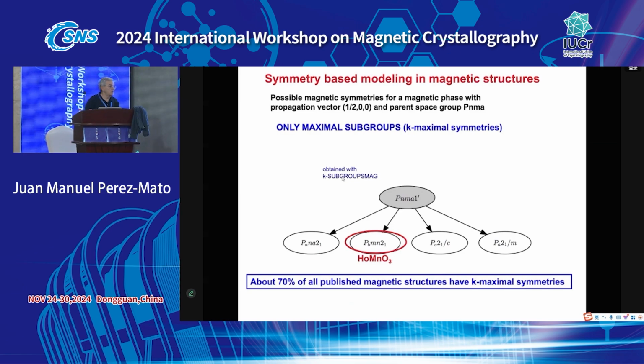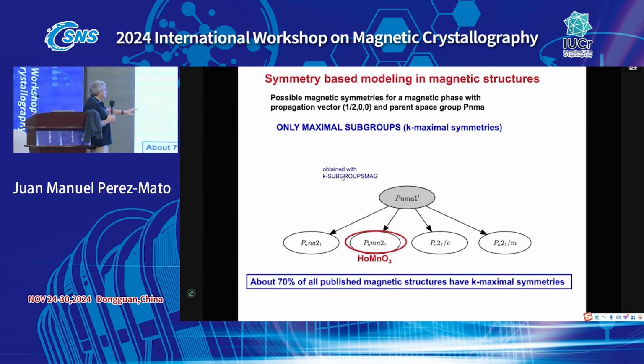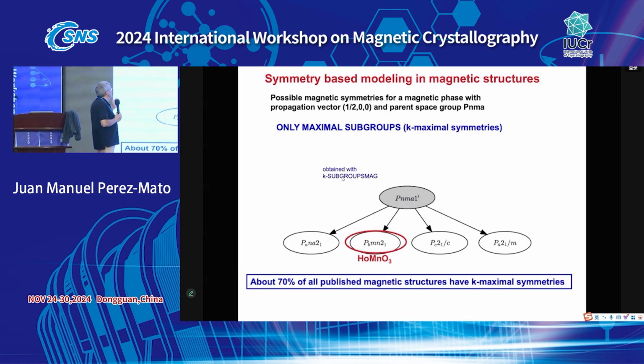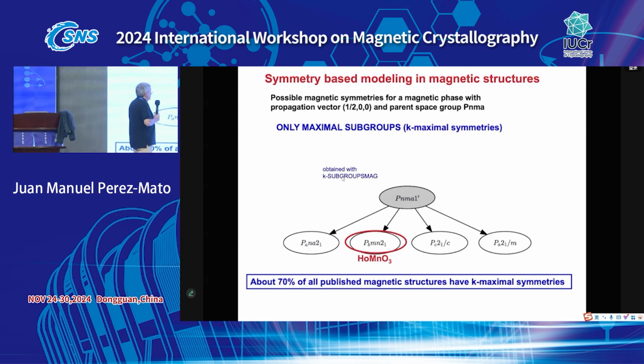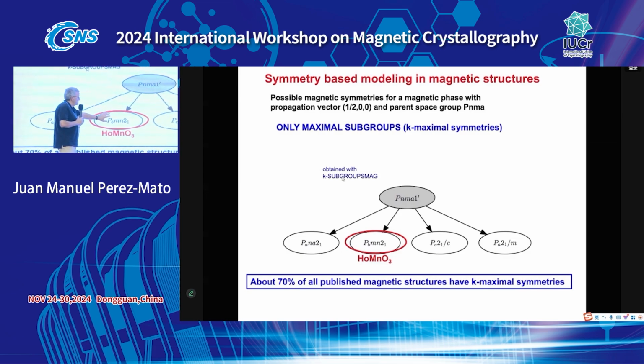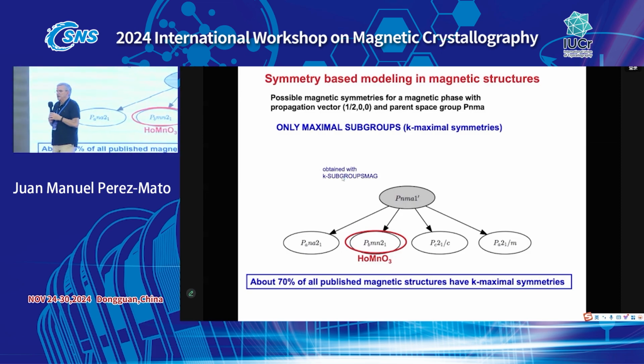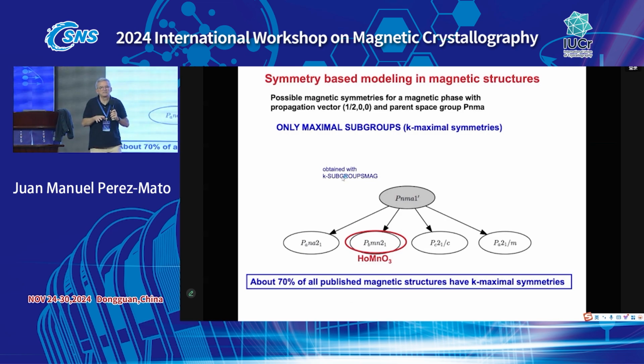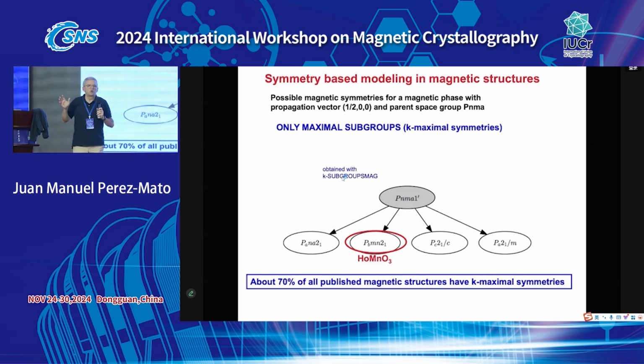So, if you go to the database, about 70% of the structures have this maximal symmetry. So the first guess is to try what we call these K maximal symmetries, and in this particular case, for this compound that we have mentioned already once, it is in fact one of these. And this is the approach that, for instance, I have used to construct the database. I told you that most of the old papers never worried about identifying the magnetic space group, so you have to start from scratch.